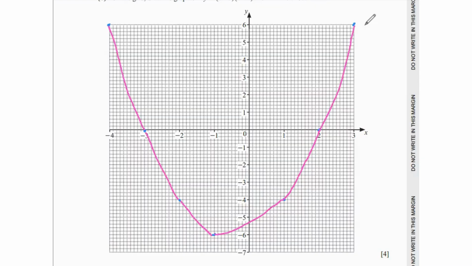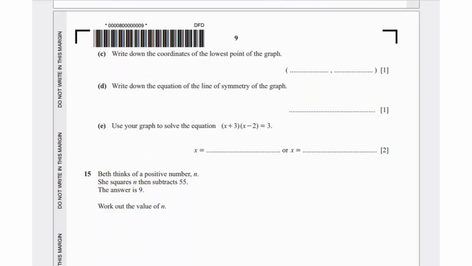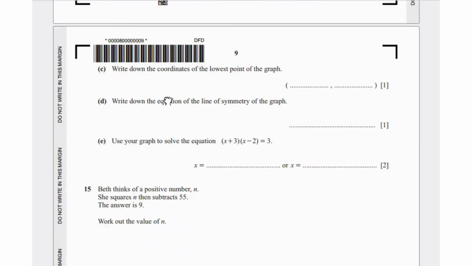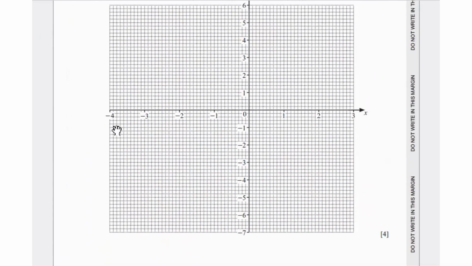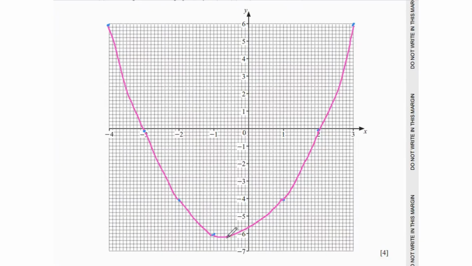That's your graph. Then it says write in the coordinates of the lowest point of the graph. Then they need the line of symmetry. And then use the graph to solve the equation where x plus 3 times x minus 2 equals 3. So the lowest point on the graph is basically this one over here for me.